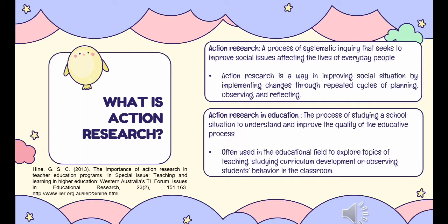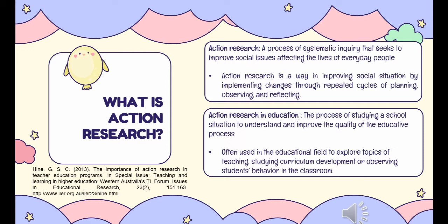Basically, action research is a way of improving a social situation by implementing changes through repeated cycles of planning, observing, and reflecting. Action research is usually done not to find out the source of the problems, but rather to study how one can improve their skills and techniques. So, that is the general definition of action research.